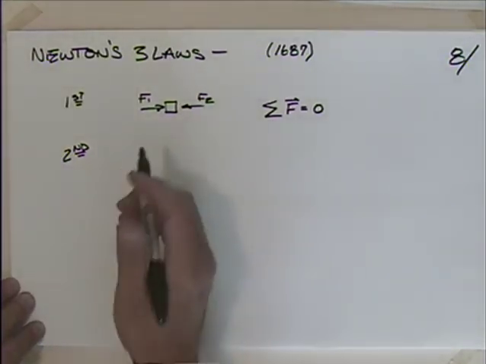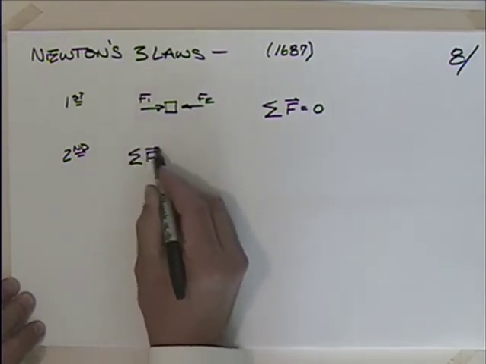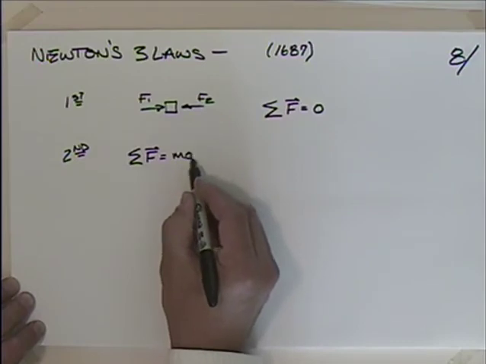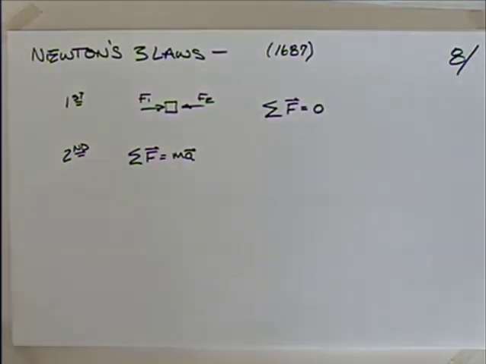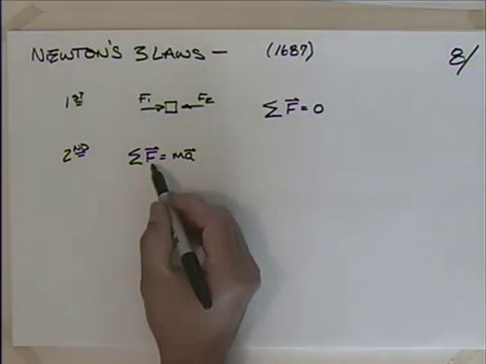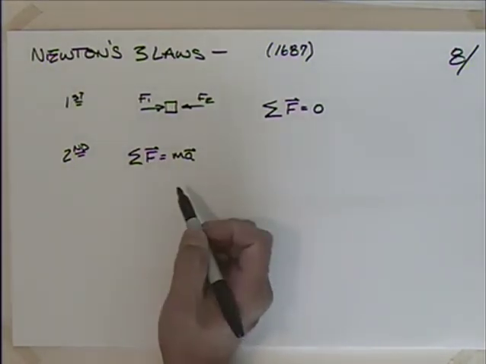It says, well, what if it is accelerating? And we come up to the equation: the sum of the forces is equal to mass times acceleration. And you'll notice on these forces, I've used this vector hat. When we get to chapter 2, we will talk about what that all means. So the sum of the forces is equal to mass times acceleration.